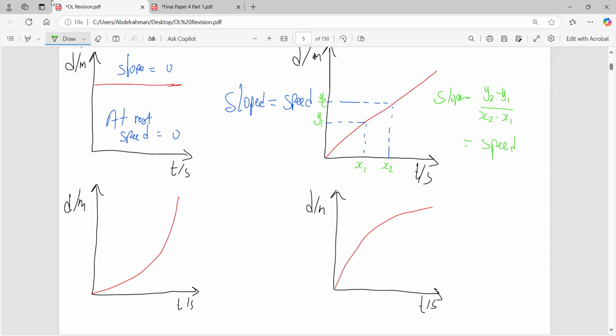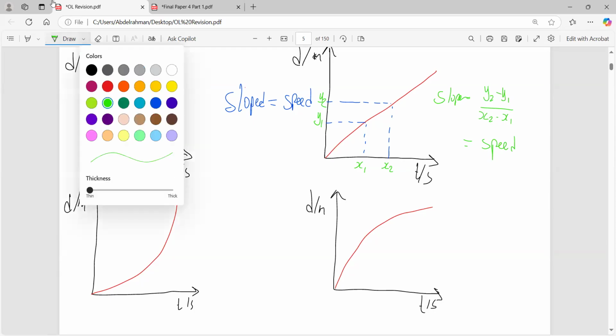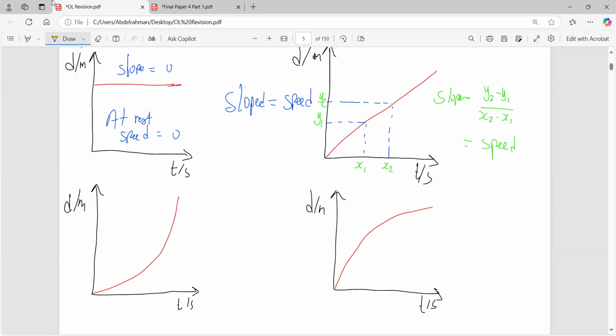Whenever you find the slope, you will find the speed of this graph. If you have a steeper slope, then it has a larger speed. For example, if I draw a graph this way, this has a higher speed. It's moving more quickly, right?